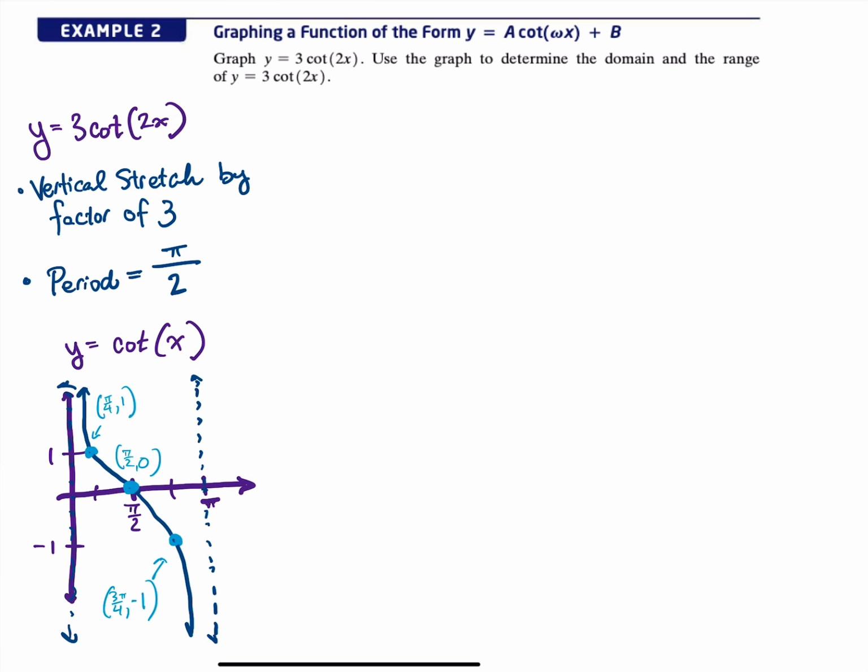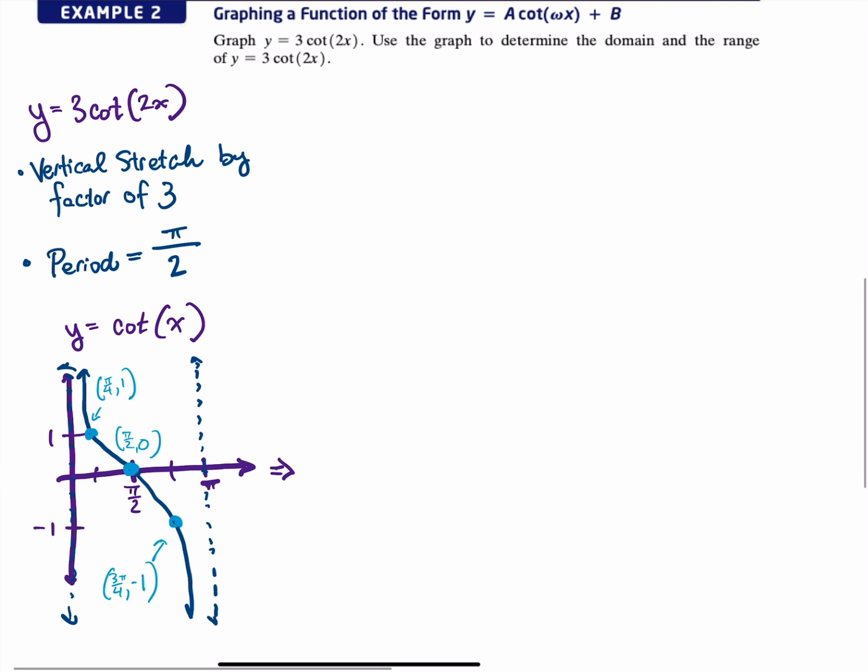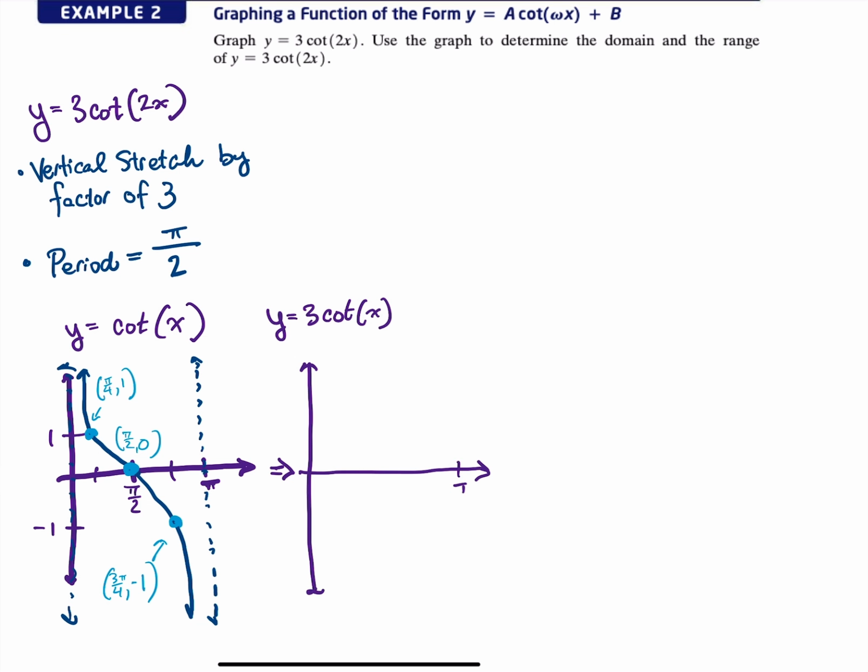So one way of viewing the process of graphing these: let's apply the vertical stretch. Let's do this in a separate graph this time. So now I want to take the same graph. I want to do 3 times the cotangent of x. So all the y values will be multiplied by 3. So let's do a quick one. So this will still be pi. The asymptotes are still in the same position.